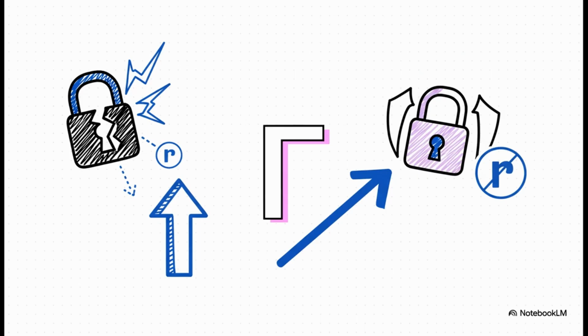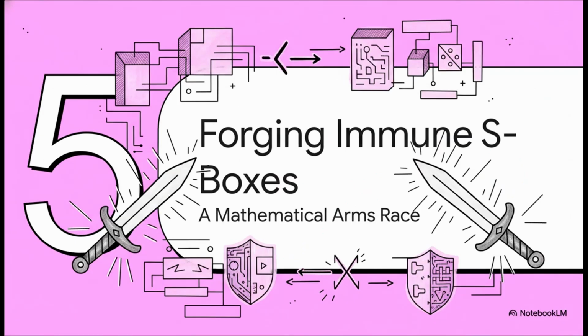See, some mathematical equations are just simpler or weaker than others, and they can give an attacker a foothold. A really strong S-box has very few or even zero of these weak spots, which makes it incredibly difficult to solve. And that leads us to the central challenge for all cipher designers. How do you actually forge an S-box with the highest possible algebraic immunity? This is where the real mathematical arms race begins.